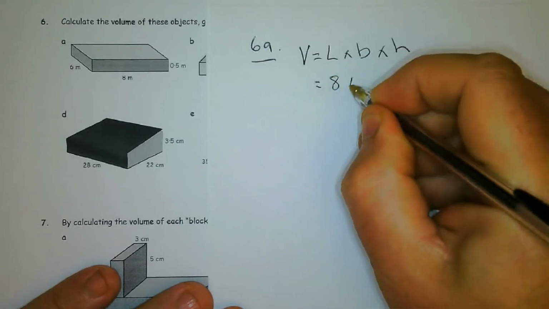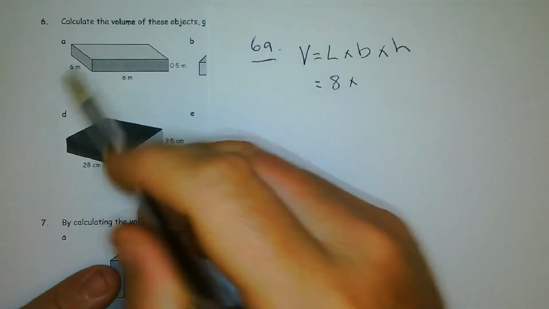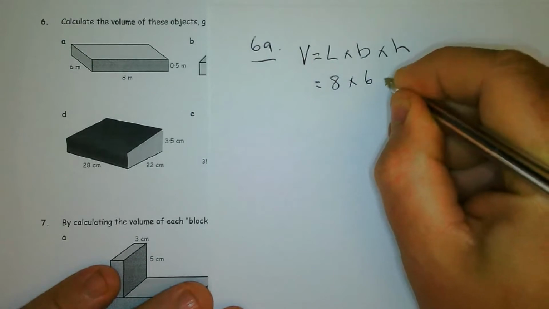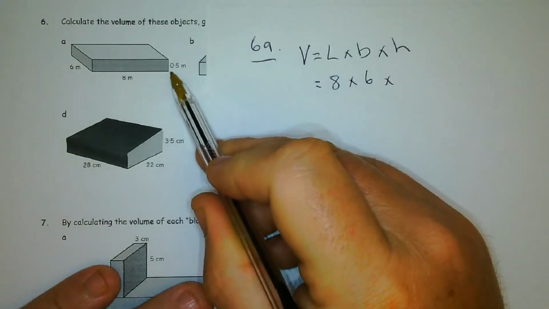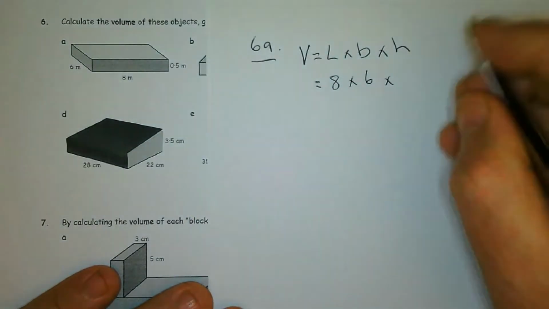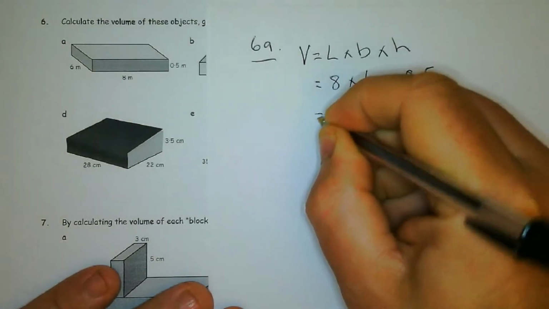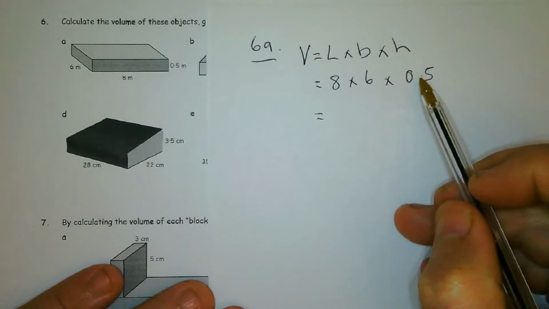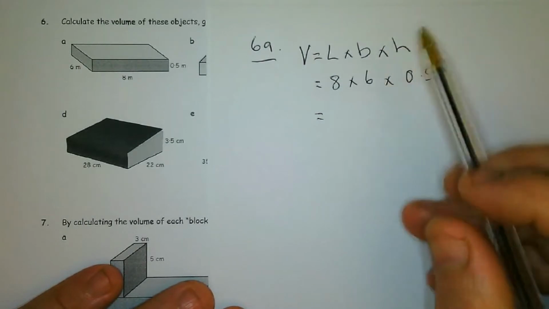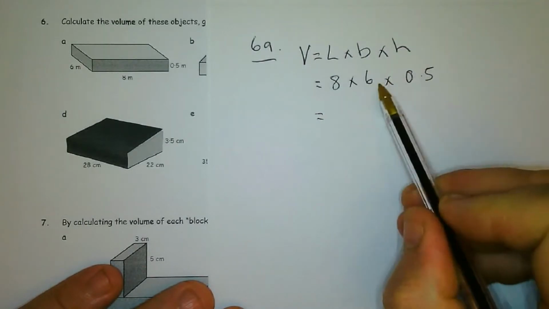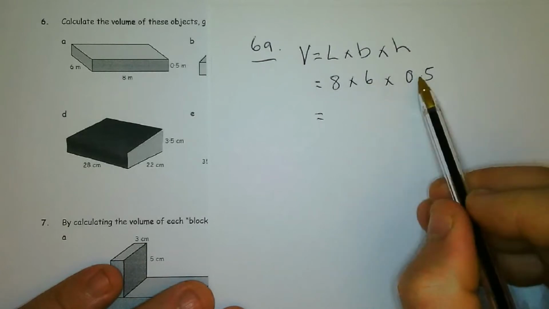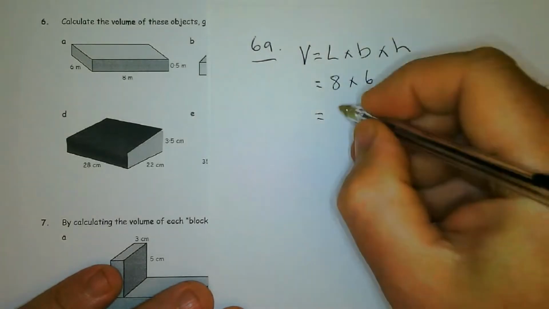It's 8 times 6 times, and this wee bit here is obviously its height, 0.5. Now you can use a calculator for that if you want. But look, here's a wee trick. What's 6 times 0.5? What's 6 times a half? Well, that's 3. So 8 times 3 is 24.